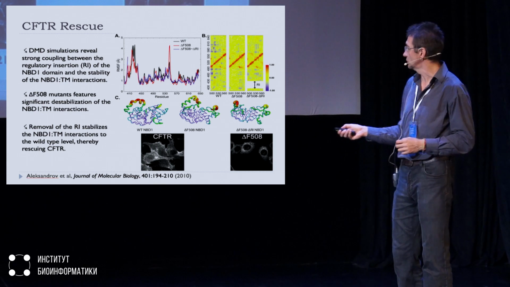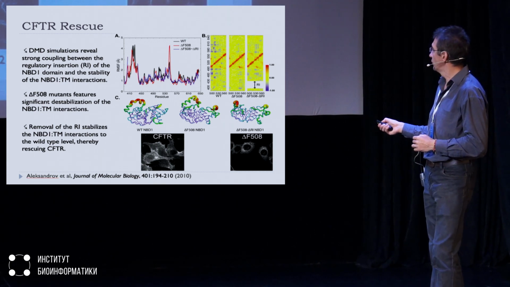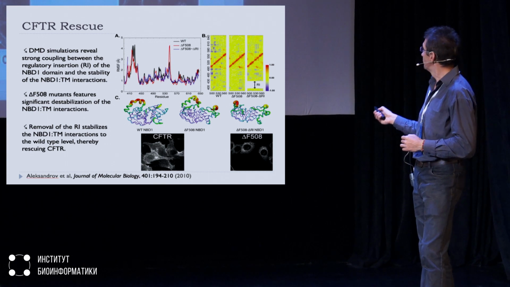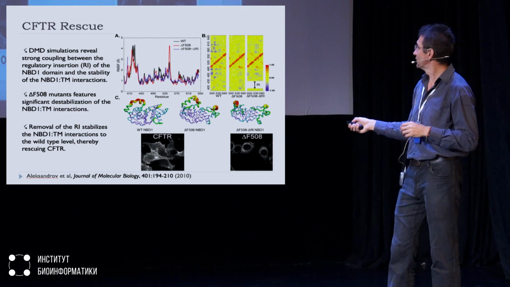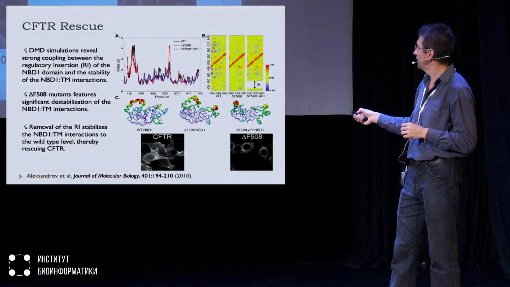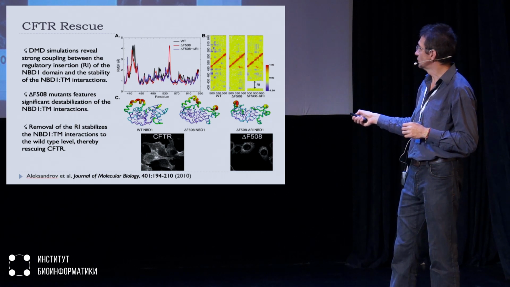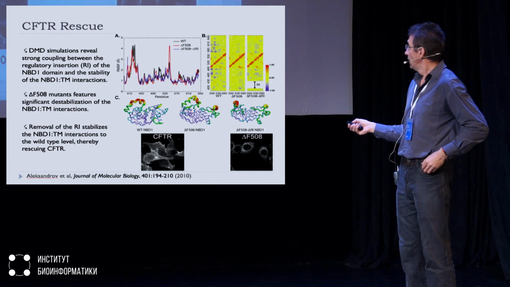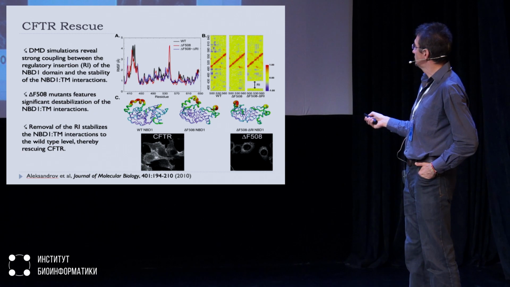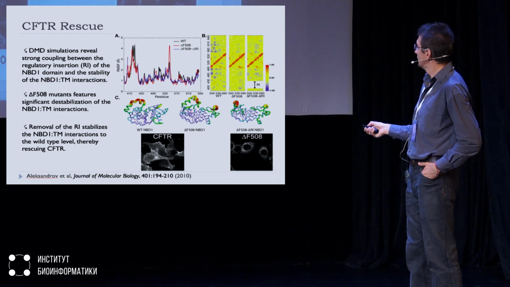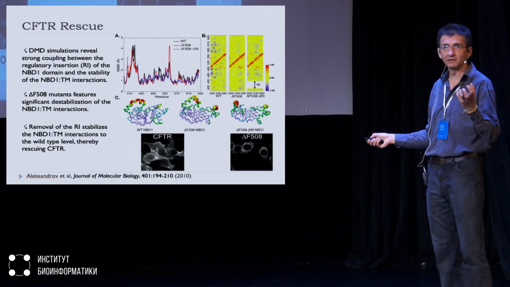Turns out, long story short, if you perform covariation analysis, looking at how the fluctuations of the residues work, this phenylalanine 508 is actually coupled to the regulatory insertion region, which is located quite at a distance from the 508 region. And in delta F508 mutants, you see the fluctuations of this region are much higher, and the coupling is stronger.